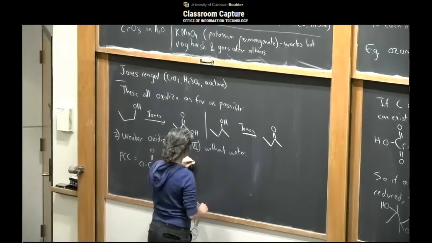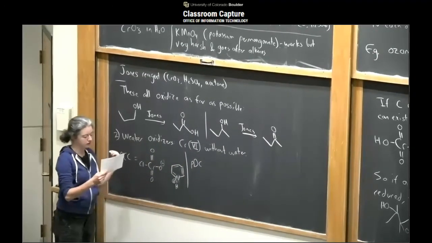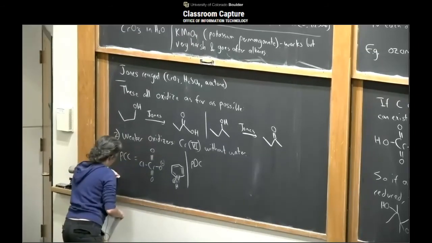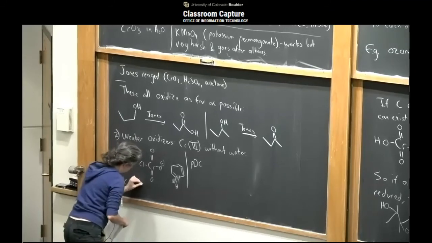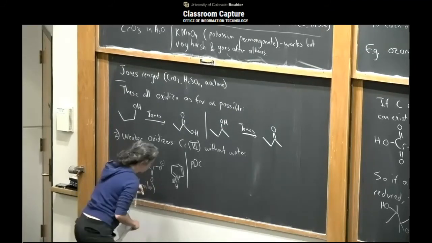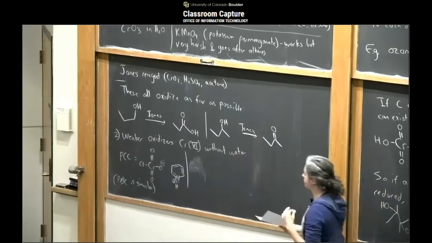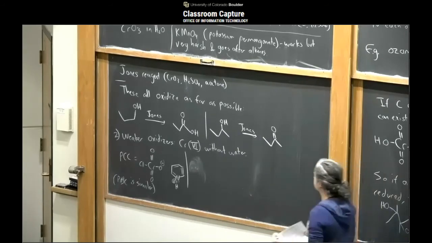Another one is PDC, which does the same thing. I won't draw that out in the interest of time. The whole deal with these two in this category is that they'll max out at 2 bonds to O.